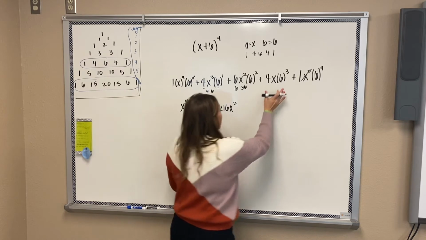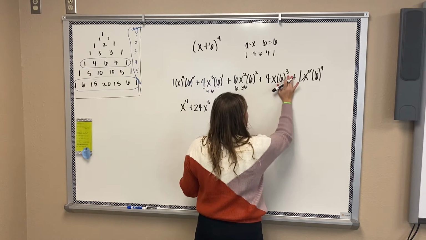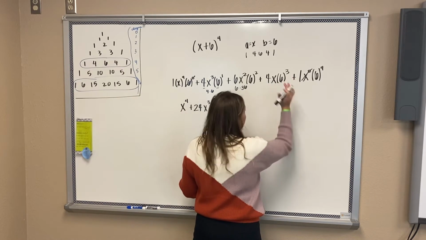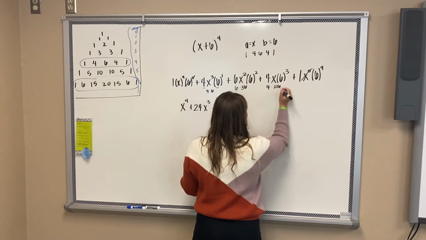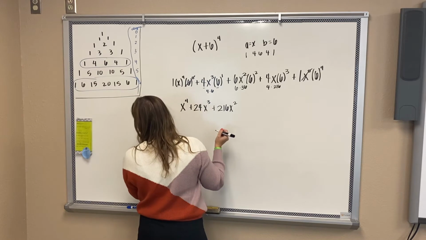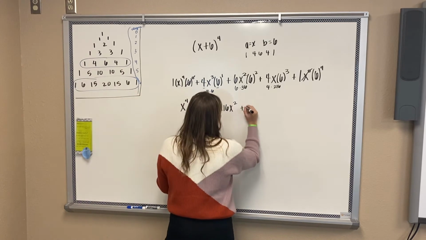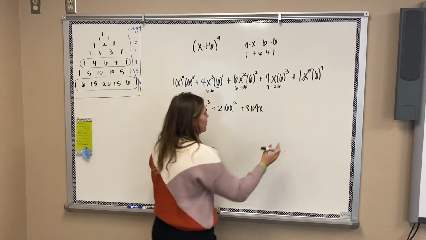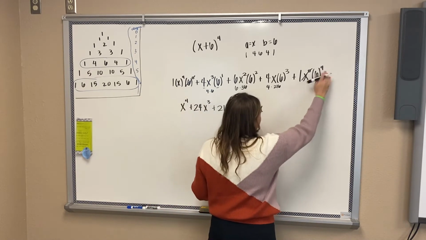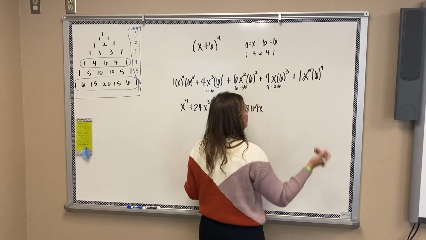Okay, now we have this one. We have 4 times x times 6 cubed. Well, 6 cubed is 216. So 4 times 216, which is 864. So plus 864x. And lastly, we have 6 to the 4th power times 1, which is just 6 to the 4th power.